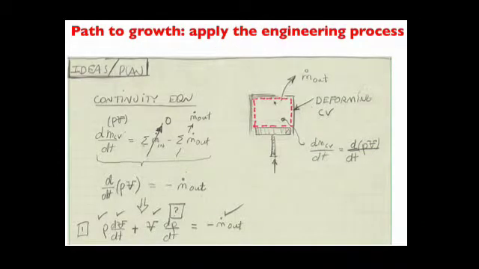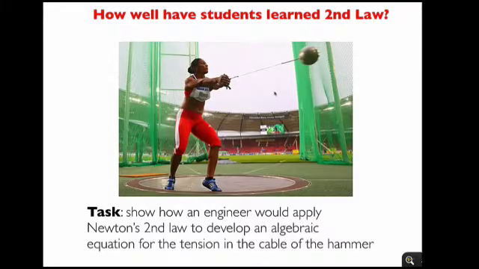So the path for growth, how to get better, is to apply the engineering process. Make the key sketch, look at the physics, accumulation equals inflow minus outflow. Start with the general equation, term-by-term analysis, and come down and analyze your final reduced equation. Very straightforward. The second quiz problem was to measure how well students have learned Newton's second law of motion.